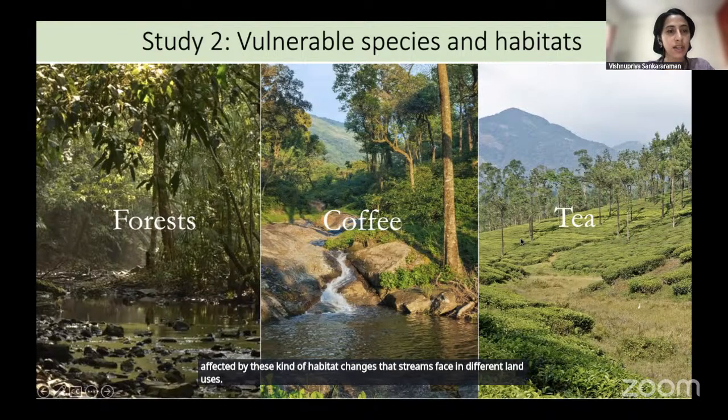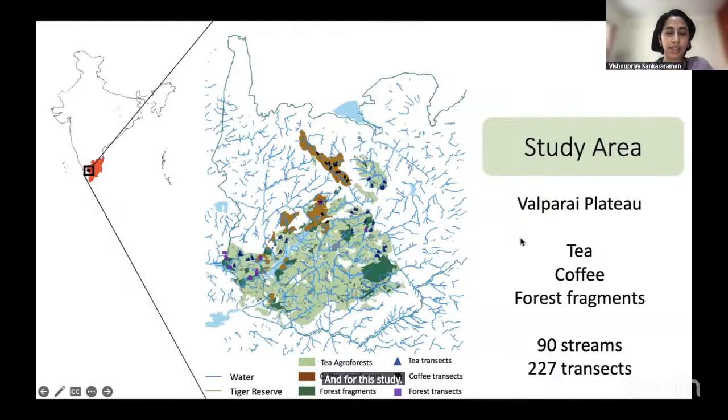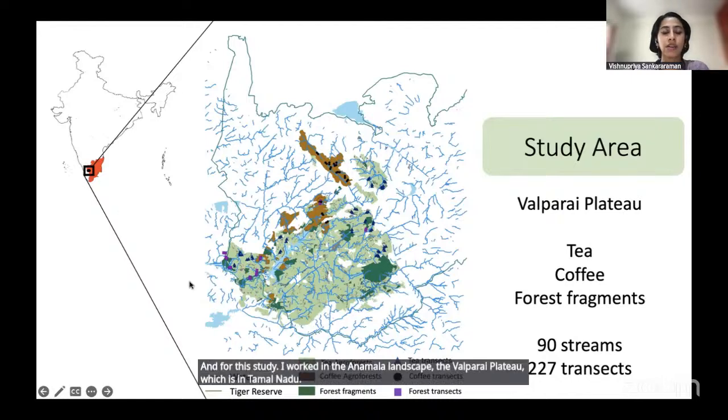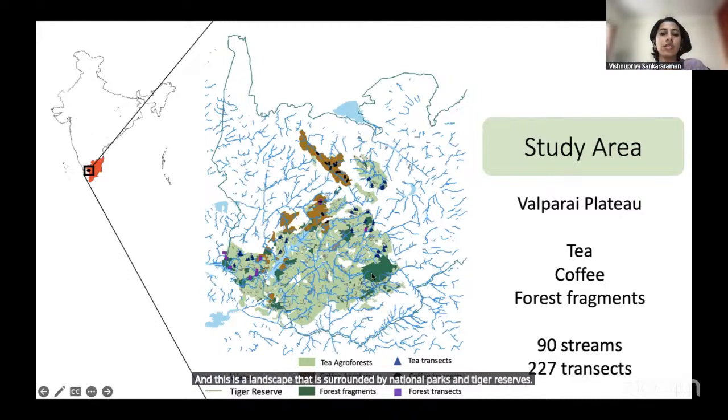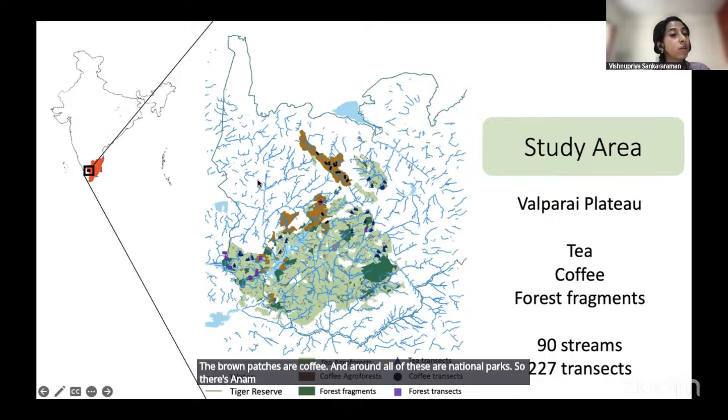And for this study, I worked in the Anamalai landscape, the Valparai Plateau, which is in Tamil Nadu. And this is a landscape that is surrounded by national parks and tiger reserves. So if you see this green patch in the middle, this is all tea. And the darker green patches in the middle of those are forest fragments. The brown patches are coffee. And around all of these are national parks. So there's Anamalai Tiger Reserve here, Parambikulam Tiger Reserve.